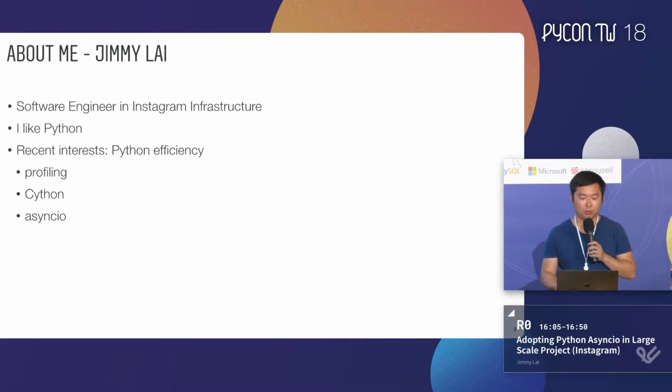About me, I'm Jimmy Lie. I'm a software engineer in Instagram infrastructure. I like Python a lot. I have joined many PyCon Taiwan and PyCon US. My recent interest is in Python efficiency.